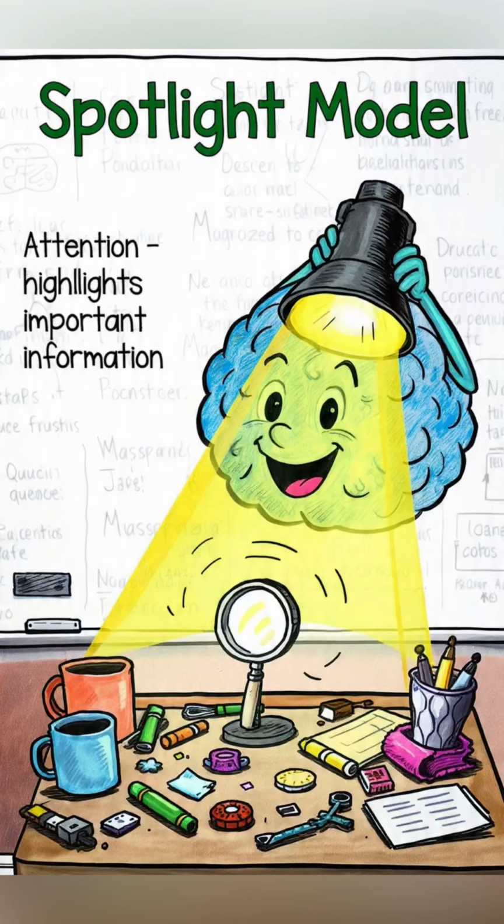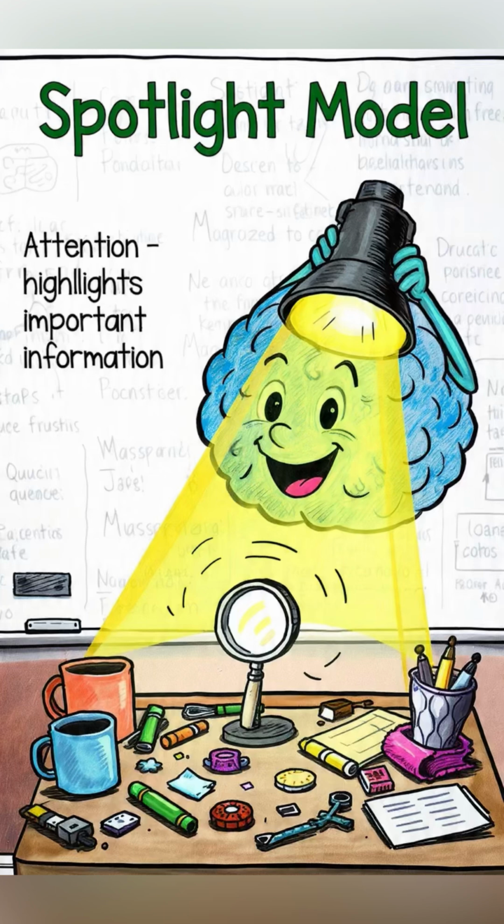The spotlight model of attention. Highlighting important info, a cartoon brain shining a spotlight on one object demonstrates the spotlight metaphor. Just like a physical spotlight, attention highlights certain sensory information for deeper processing while leaving the rest dimmed or ignored.